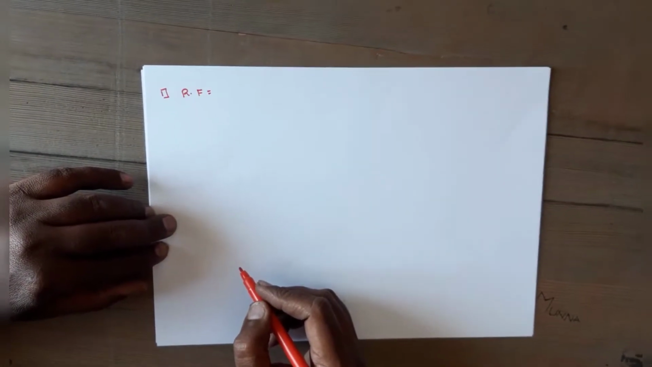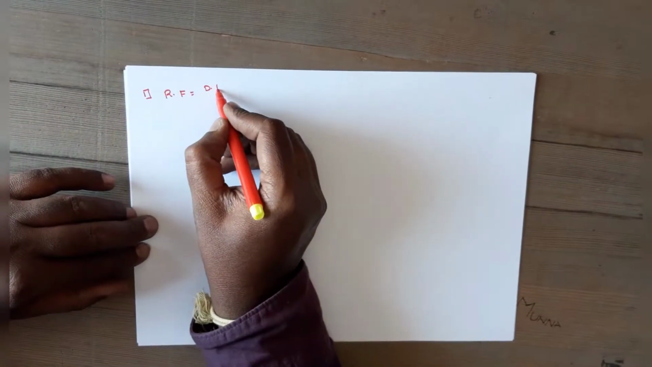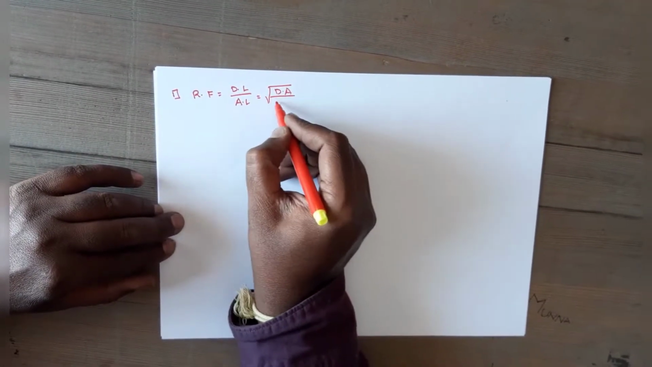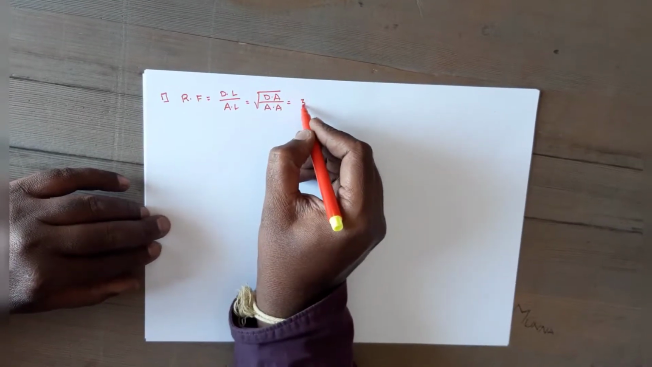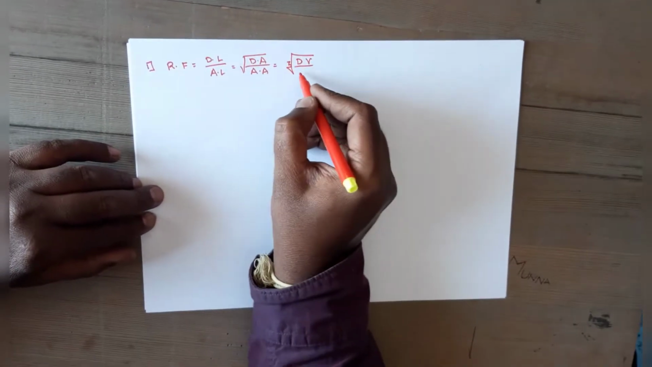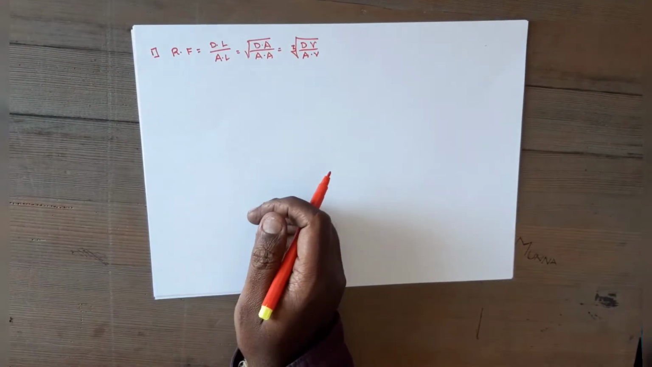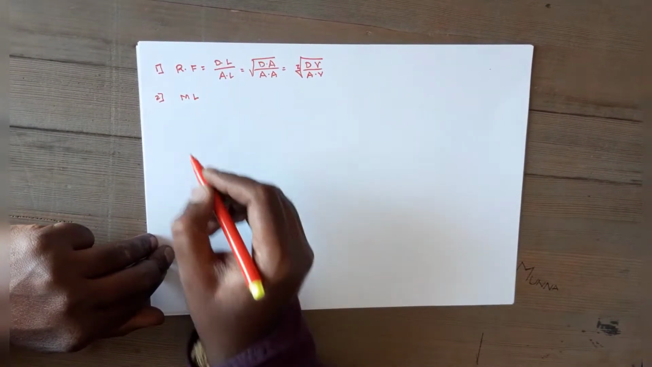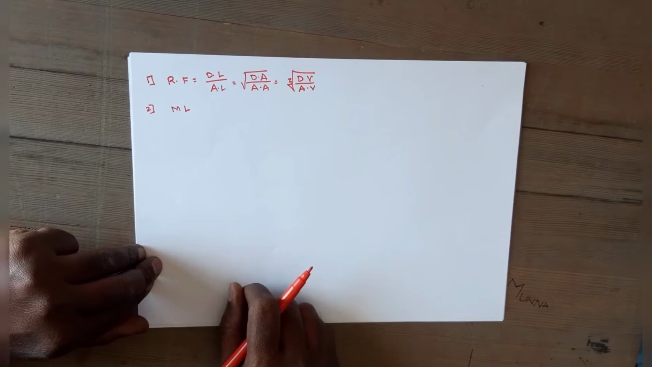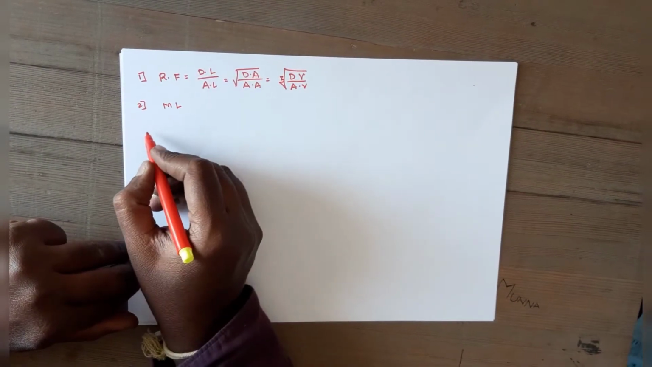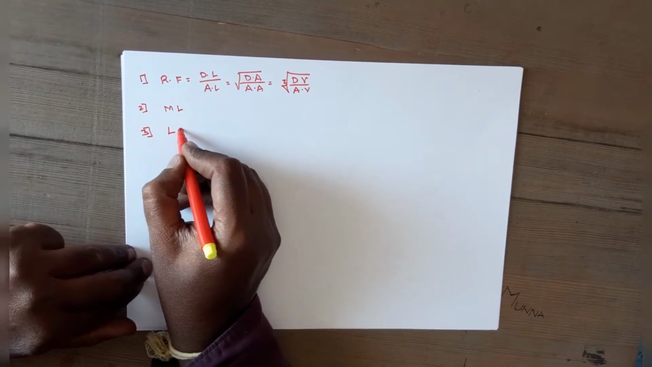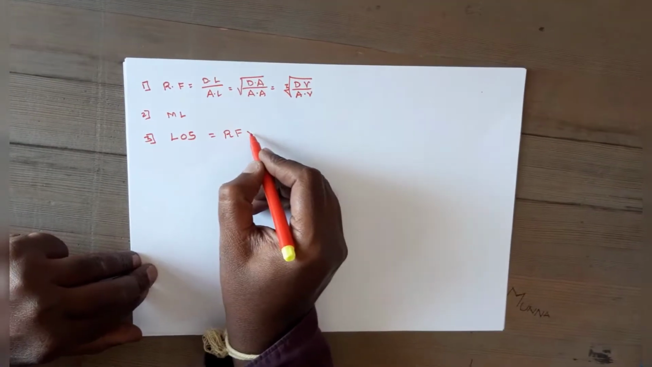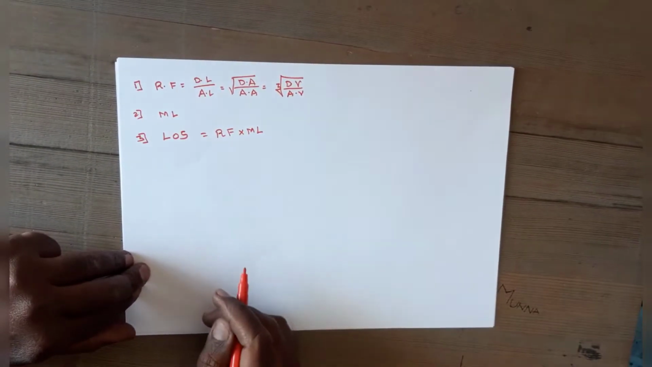We know there are three formulas for this: drawing length by actual length, or square root of drawing area by actual area, or cube root of drawing volume by actual volume. After that we require the maximum length to be measurable with this particular scale, and with the help of these two we can find the length of the scale. We know the length of the scale formula is representative factor into maximum length to be measurable.